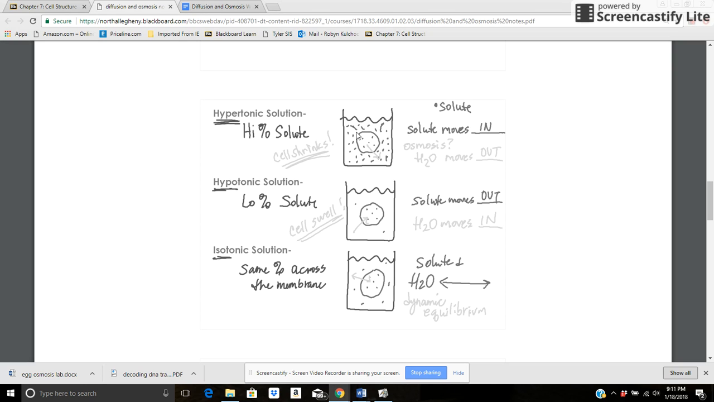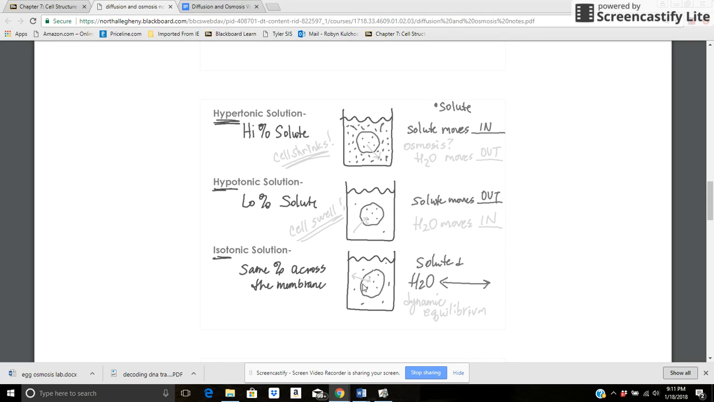So remember that any substance moves from high to low. So in a hypertonic solution, there's a lot more solute in the solution than in the cell. So the solute's going to move in from high to low. Okay, in hypotonic, there's a lot more solute inside, so it's going to move out. And in the final situation here, the isotonic, we're going to draw this sort of double-sided arrow showing that it goes in both directions.